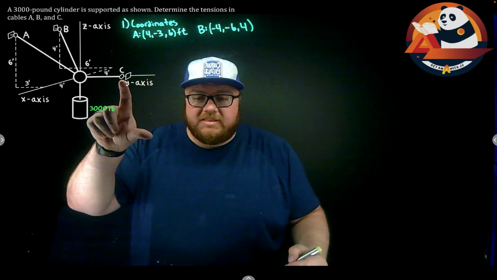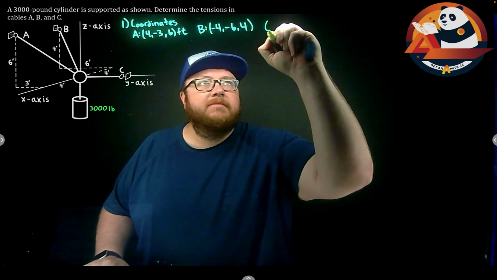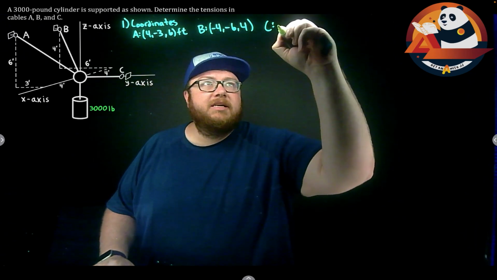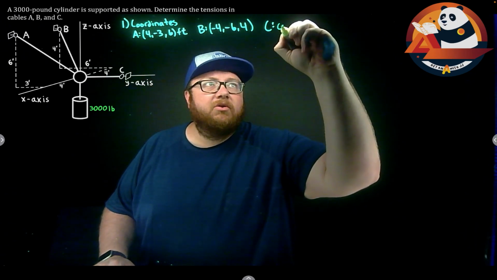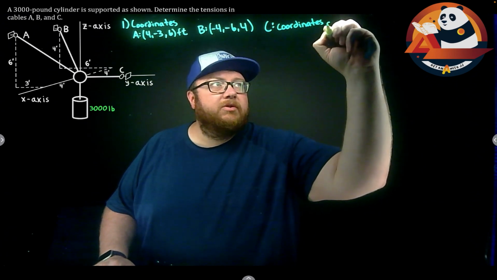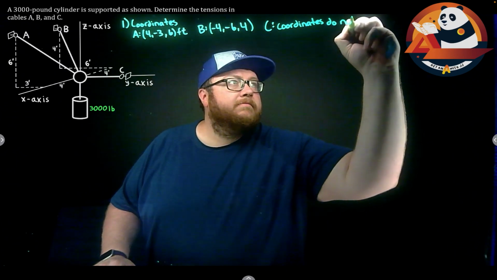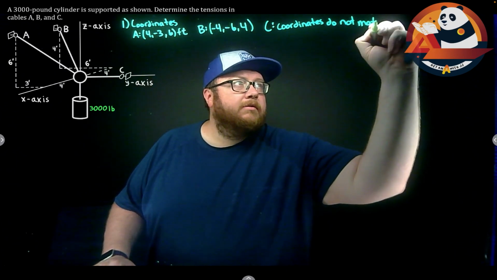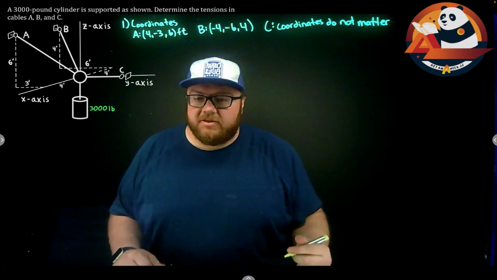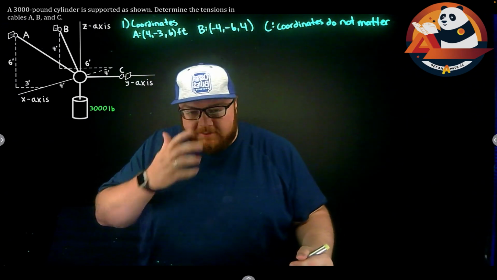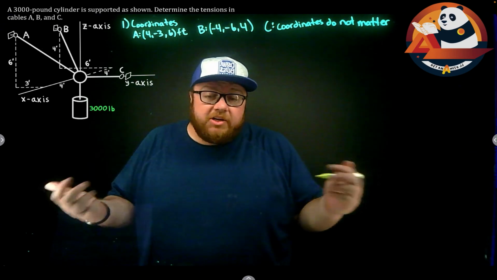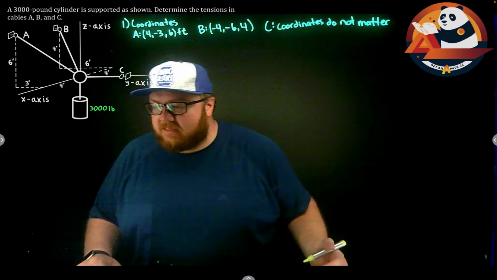And then finally, we have point C. I'm going to write this down. For C, we don't actually know how far out this is, and it doesn't matter for us. C's coordinates do not matter. We'll talk about why that is when we get to our unit vector and force vector step. But for right now, if we have a cable that goes parallel to an axis, we don't need the coordinates for it. That's the takeaway at this point.